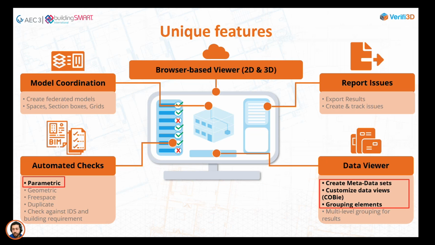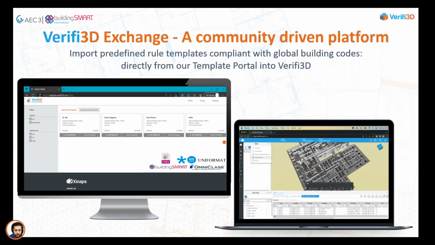And of course, we have our dedicated data viewer, where you can create customizable data sets and multi-level grouping. And using the data viewer, we're going to show you how the COBie table, I will just call it a spreadsheet, will look on Verifi3D. And then, of course, you can report issues by exporting into Excel, CSV, or just have a BCF file. So these are the features that we're going to focus on this webinar.